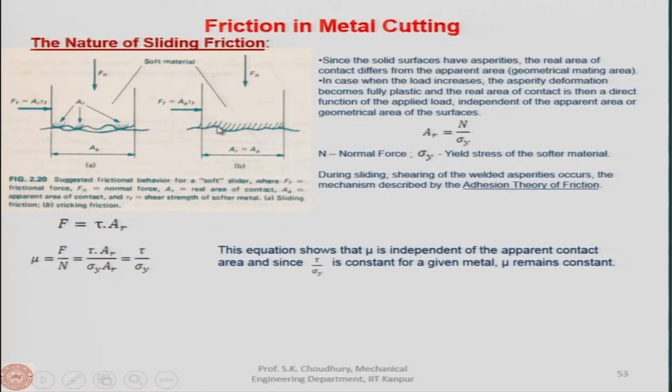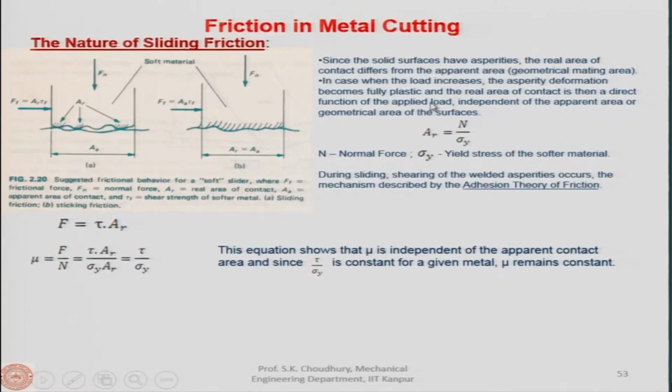Then the real area of contact, that is on the asperities which we have seen here, is a direct function of the applied load, let us say N, the normal load. That will be independent of the apparent or geometrical area of contact. What we are saying is that when the force is very high, the real area of contact may be almost equal to the apparent area of contact.